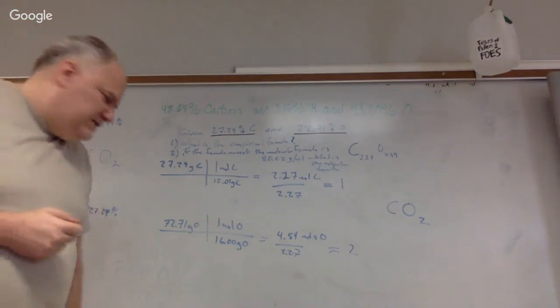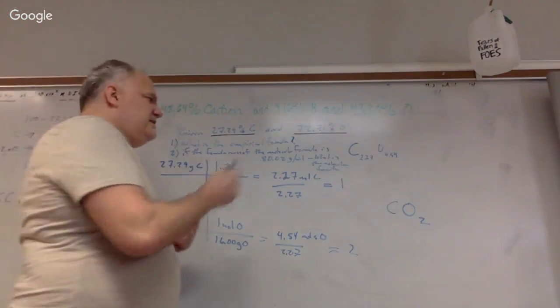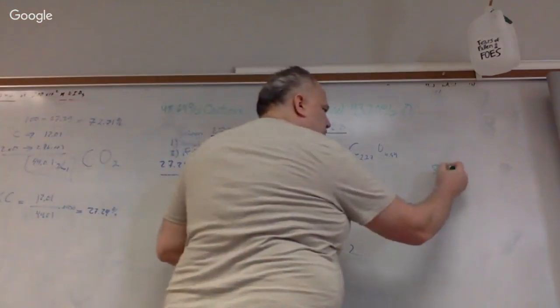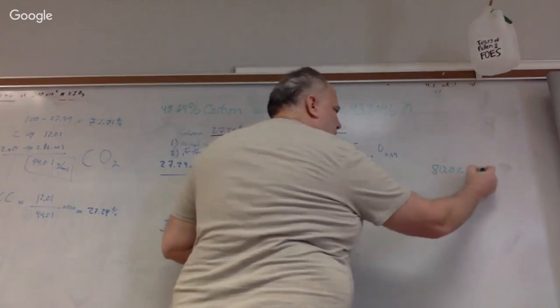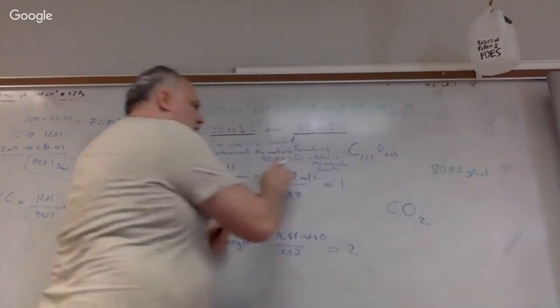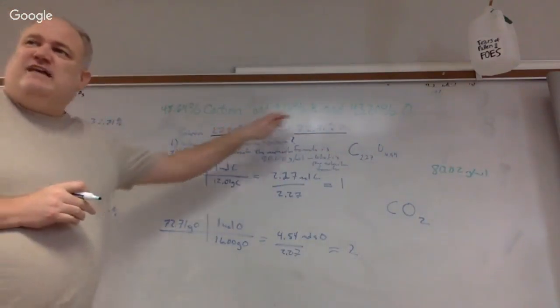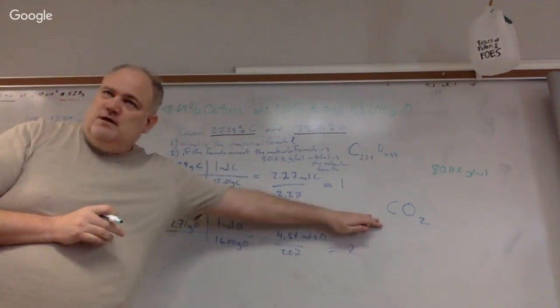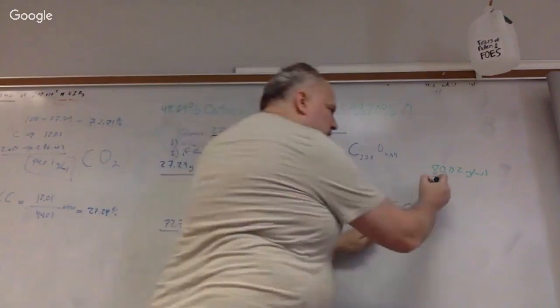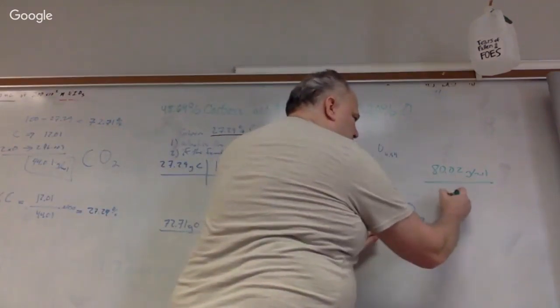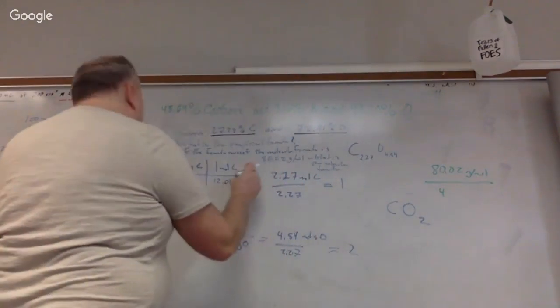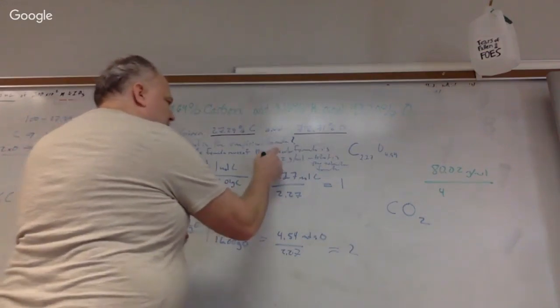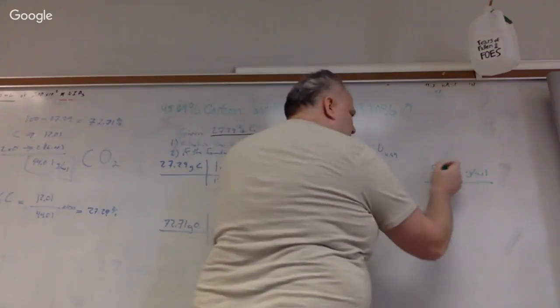Another way of saying it is this. Isn't 88.02 grams per mole the molar mass of this molecule that has the exact same percentages as my empirical formula? And isn't my empirical formula, in this case, isn't it, did I say 80? It should have been 88.02. Sorry, my bad. I know you can't erase.